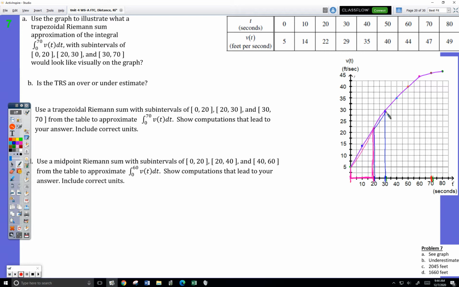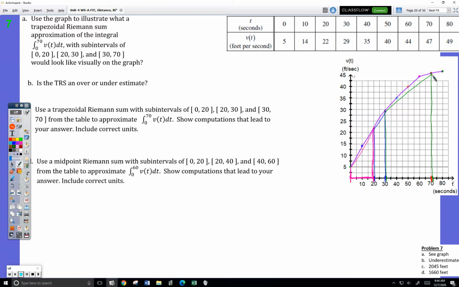And then the last one's over here. You should be able to see from this picture that this trapezoidal sum is going to be just a slight underestimate, because the area of the trapezoids is going to be slightly less than the area would have been if we'd been able to follow the curve. Questions?